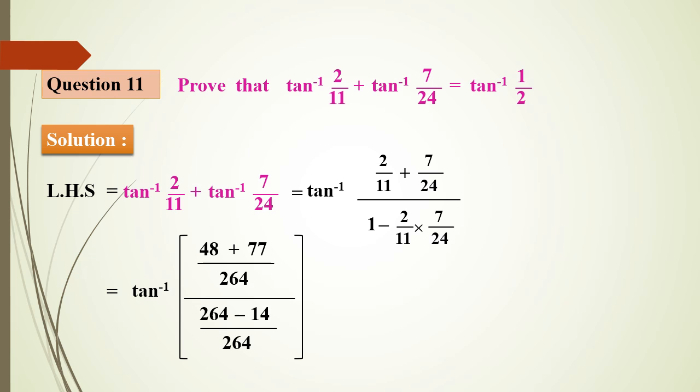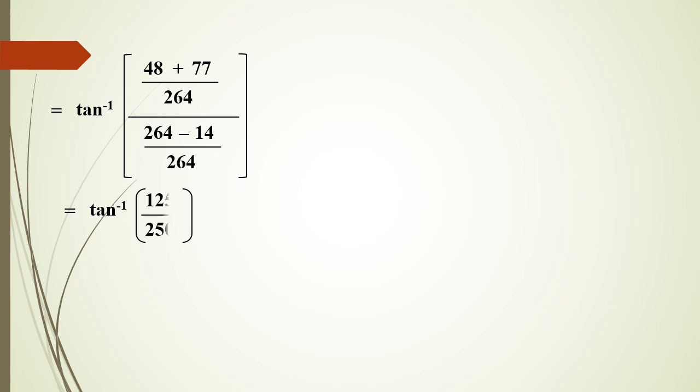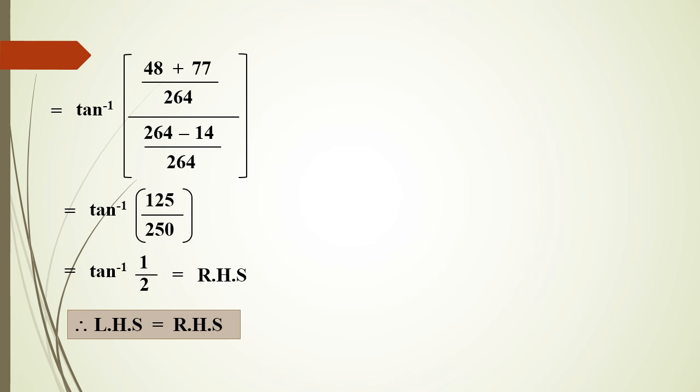264 and 264 from the numerator and denominator are both gone. Tan inverse of 125 divided by 250 will be remaining. So 125 ones are 125, twos are 250. So you have now got the right hand side result. This is the proof of this problem.